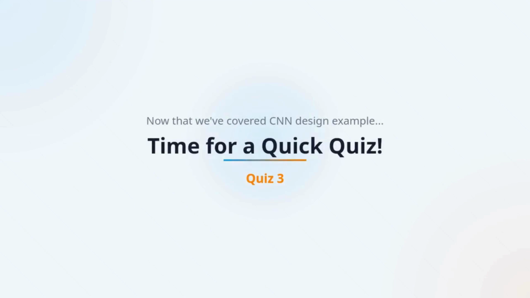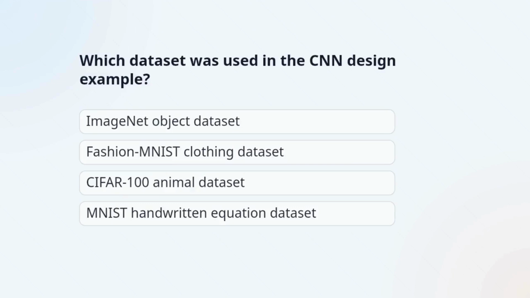Now that we've covered the CNN design example, let's test what we've learned so far. Here's quiz number 3. See if you can get it right. Question 1. Which dataset was used in the CNN design example?